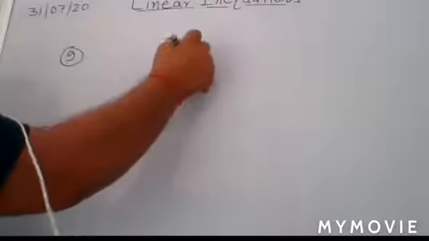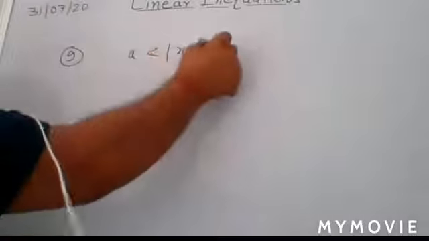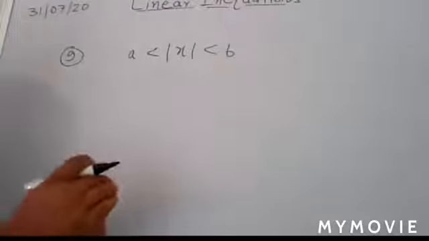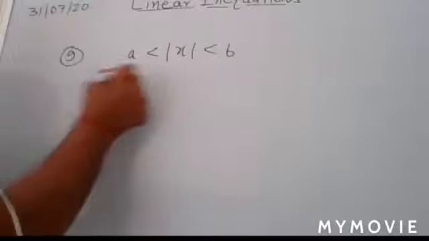Now just think about your 9th important result. If you have mod of x greater than a and less than b, if such types of results or inequalities are given, then how do you find the value of x? Understand? So what you do is take it individually.